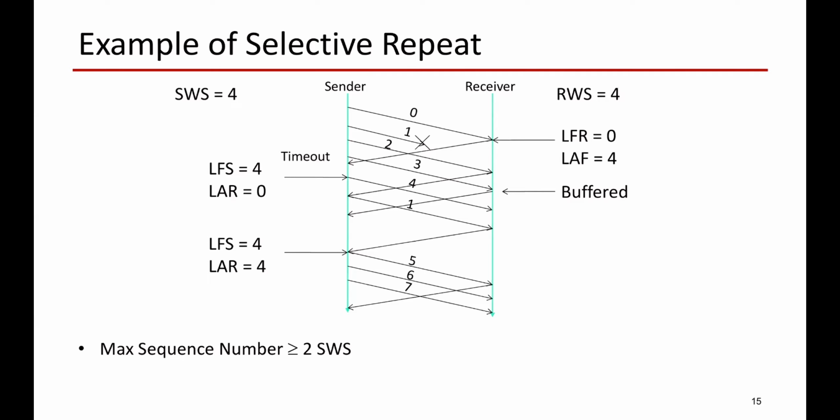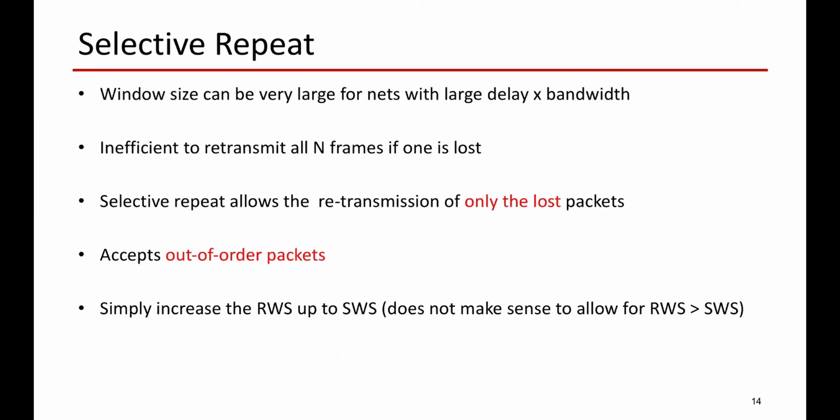Any question? The difference between selective repeat and go back N is that I'm receiving out of order packets. Clear? Because 2, 3, 4 were buffered. That is the power of the buffer on the receiver: it gives me the ability to accept out of order packets.